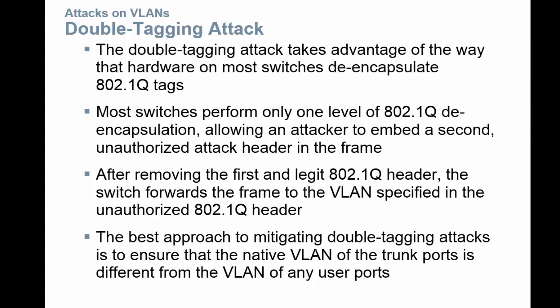And the best approach to avoid double tagging attacks is to ensure that the native VLAN on your trunk port is different from the VLAN of any user port. So you do not assign your native VLAN to one of your user VLANs. You keep it separate in and of itself.